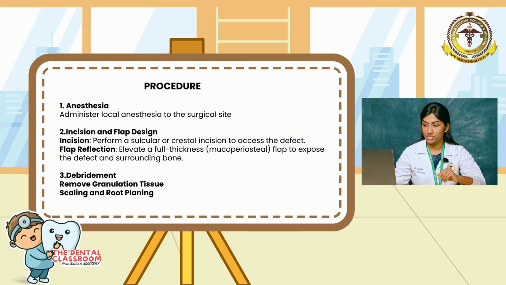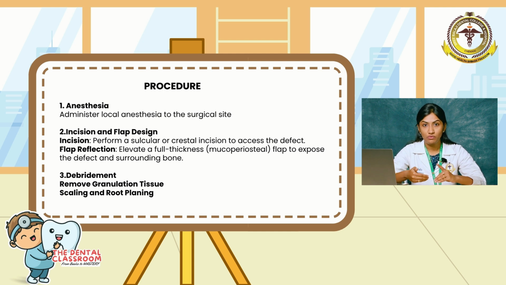So coming to the procedure, it starts with giving anesthesia to the surgical site and a proper incision and flap design in order to analyze and access the defect and enhance the visibility of the defect. The incision and flap design should be in such a way that we can see the defect for filling the area. The flap reflection should be a full thickness mucoperiosteal flap. So this flap design will give the accessibility to analyze the defect.